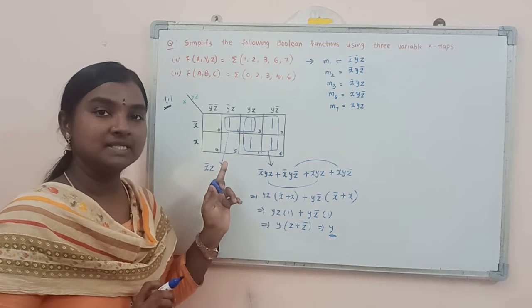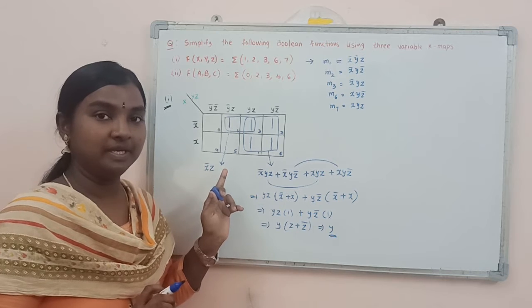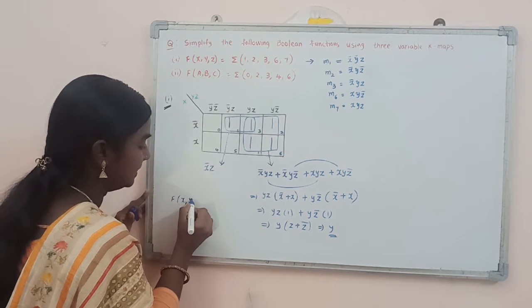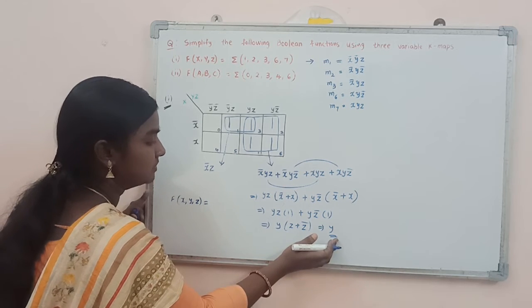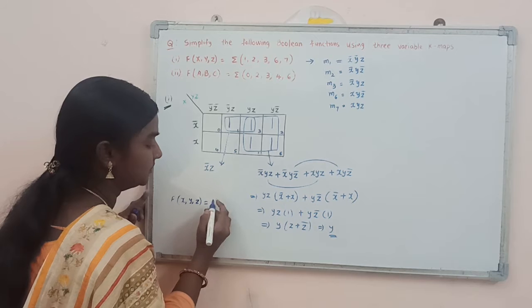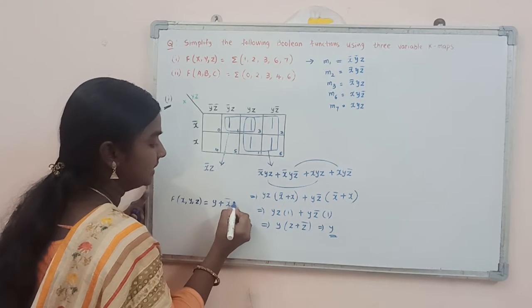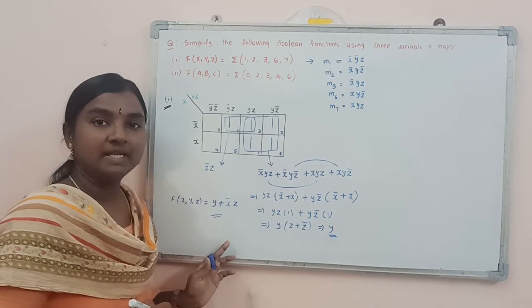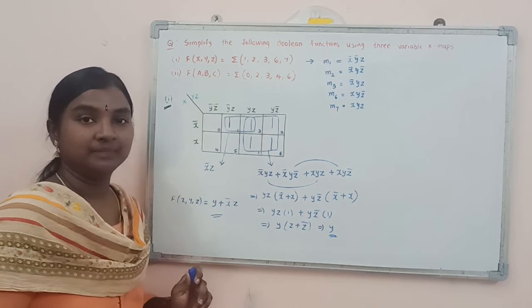Finally, for this given function, the simplified expression can be written as f of x comma y comma z will be equal to the product terms we find for these two groups, that is y plus x bar and z. This will be the simplified Boolean expression for the mentioned function here.